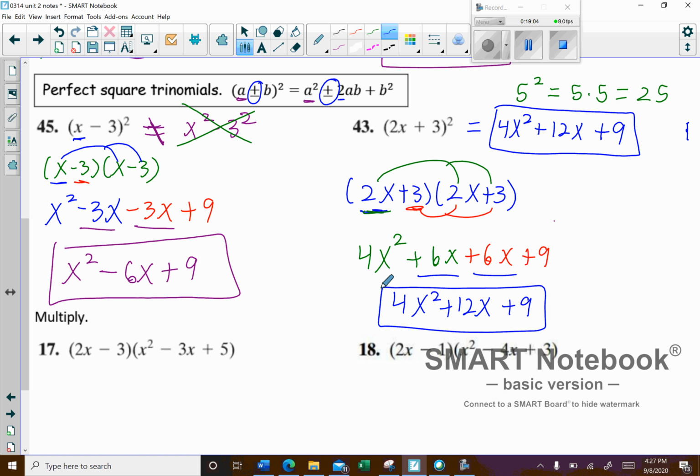Okay, so students usually it's pretty mixed. Some like the shortcut and they have no problem with it. Others, they always break it apart and FOIL it. You just have to figure out whatever's right for you.